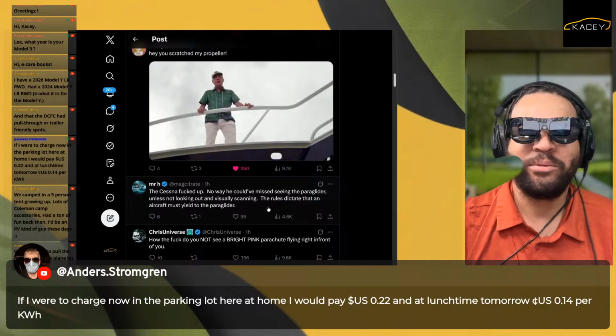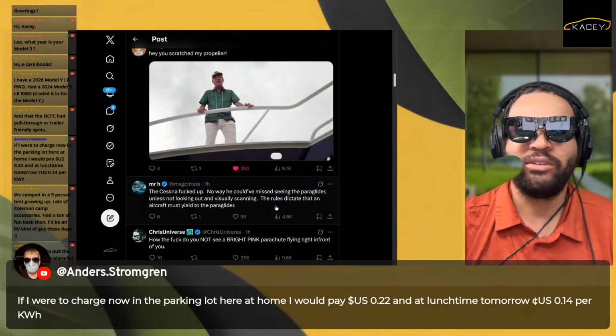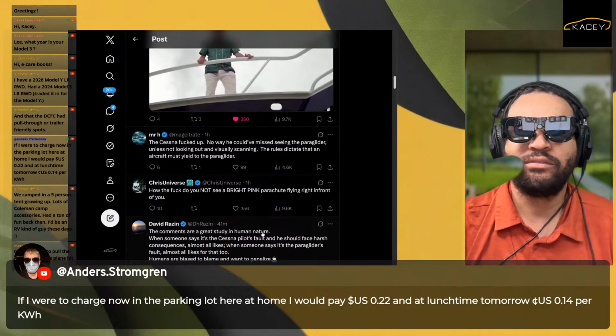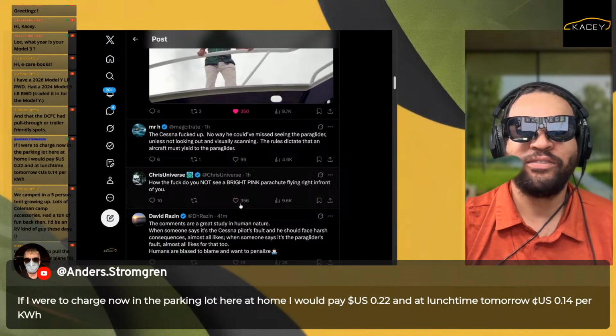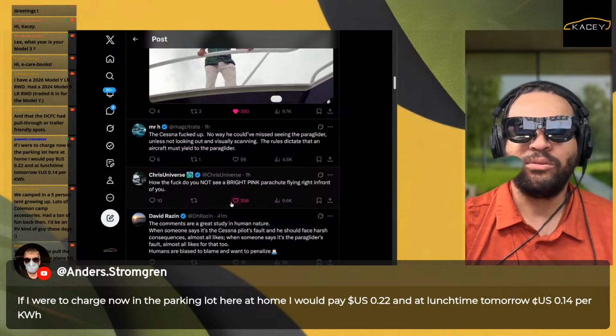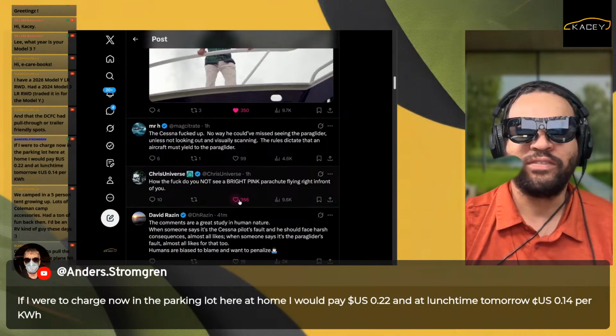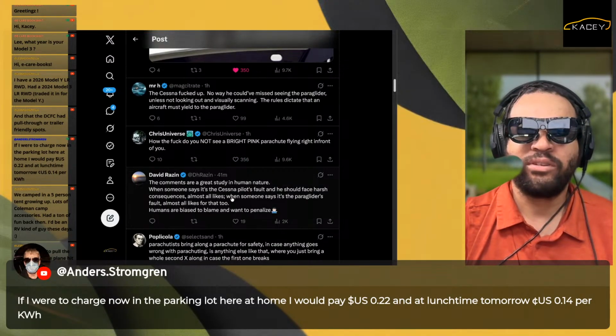No way you could have missed seeing the paraglider unless not looking out, visually scanning. The rules dictate that an aircraft must yield to the paraglider. How do you not see a bright pink parachute riding right in front of you? Like I said, it wasn't conditions enough that you would be instruments only, and even if it were, she wouldn't be out there. Comments are a great study in human nature. When someone says it's the Cessna pilot's fault and he should face harsh consequences, almost all likes. When someone says it's the paraglider's fault, almost all likes for that too. Humans are biased and to blame.